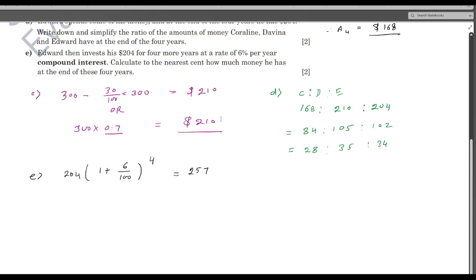Now calculate to the nearest cent. So 257 is the complete dollars, and in cents it is 0.545. So I will say that it is 0.55. So this is the amount at the end of 4 years which Edward has: $257.55.